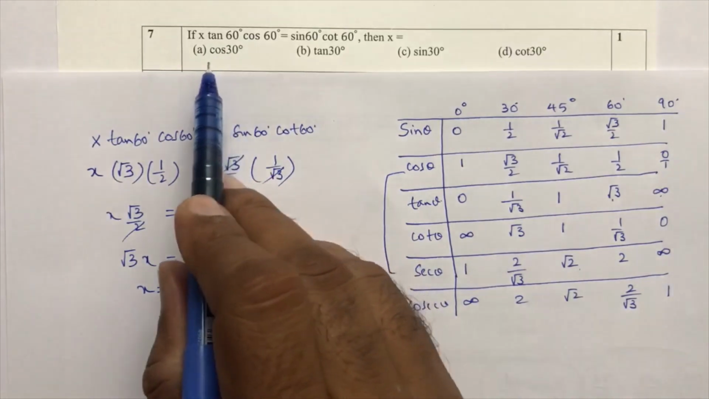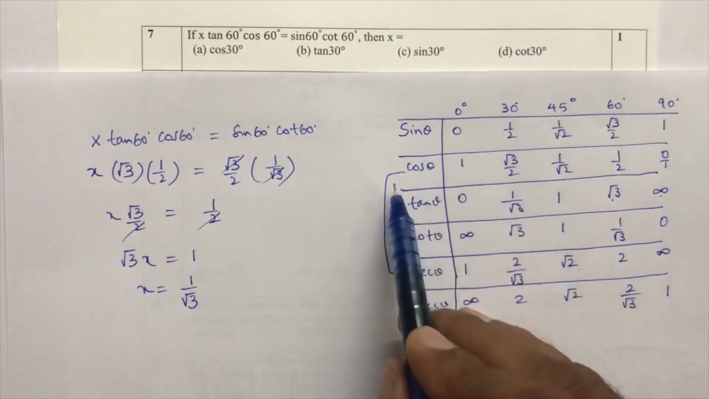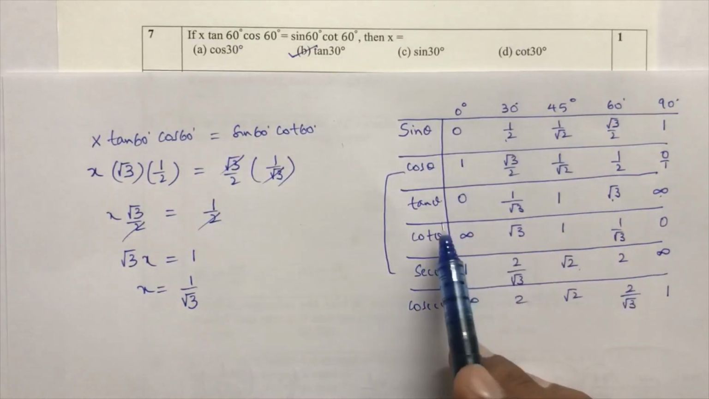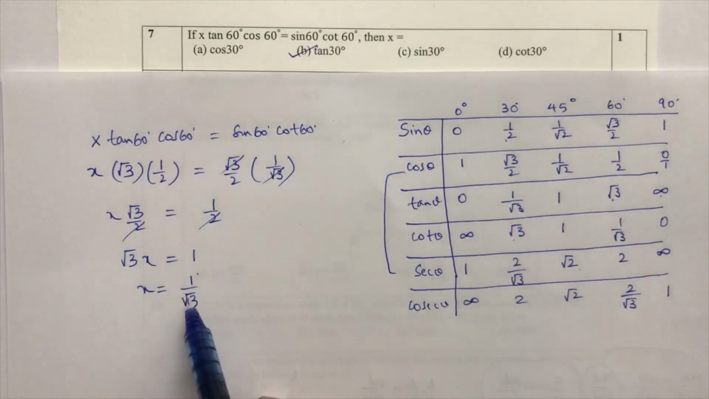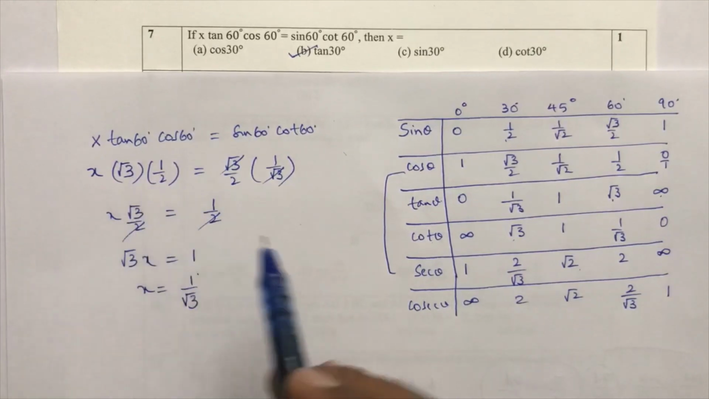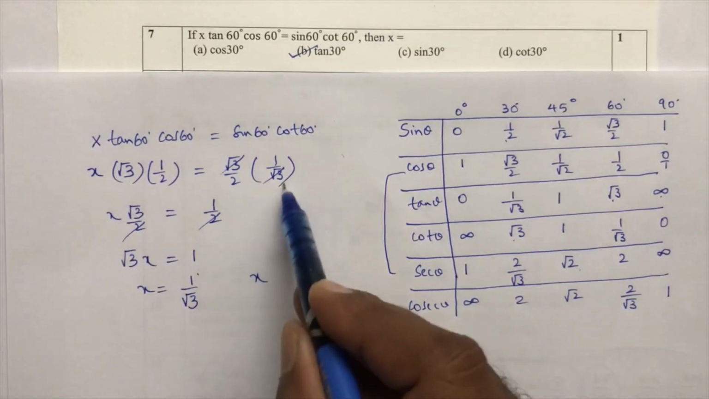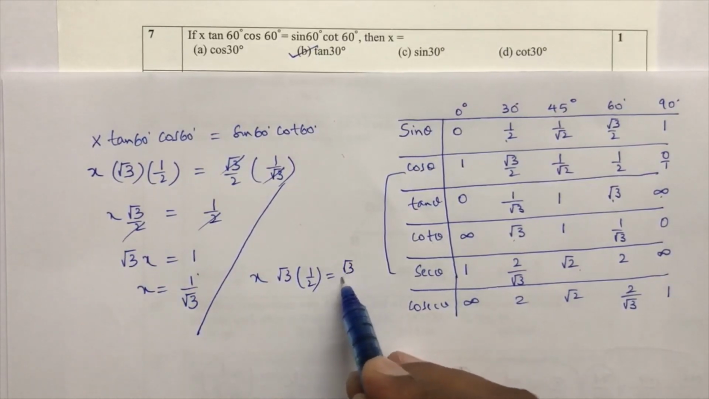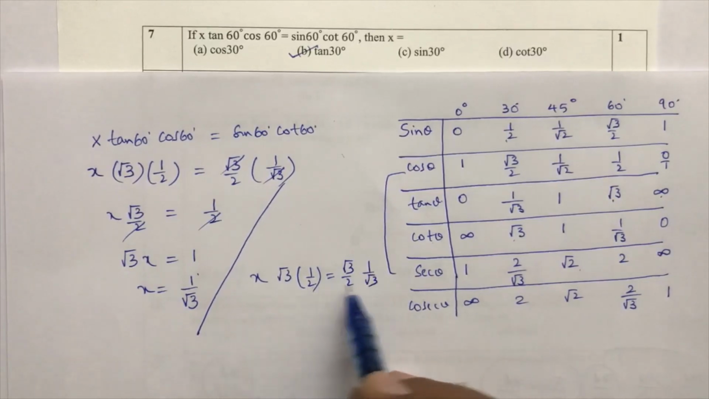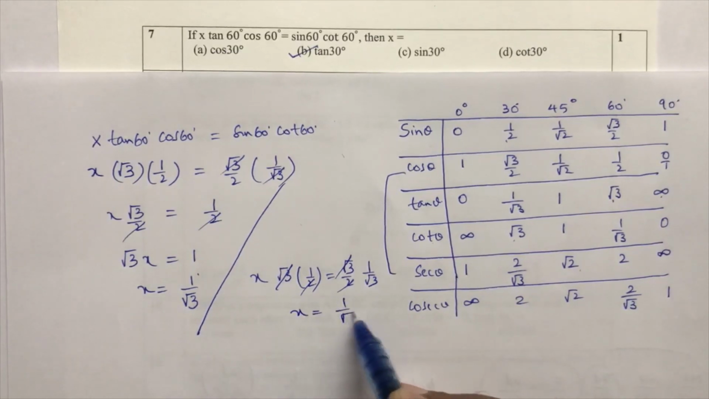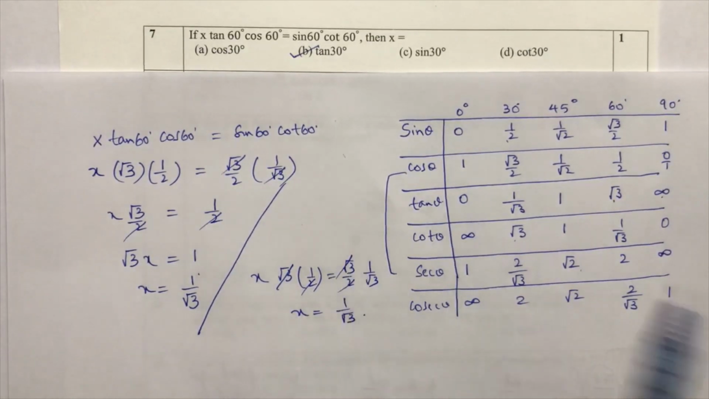Now 1 by root 3: cos 30 is not 1 by root 3. Tan 30 is 1 by root 3. Sin 30 is 1 by 2. Cot 30 is root 3. But you got 1 by root 3, so the correct option is tan 30. You can also simplify directly: you have x times root 3 into 1 by 2, and here root 3 by 2, 1 by root 3. Instead of cancelling like this, if you cancel root 3 and 2 directly, you will get x equals 1 by root 3, which is nothing but tan 30. In this way you can simplify this one.